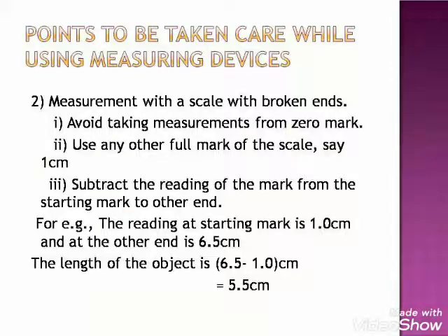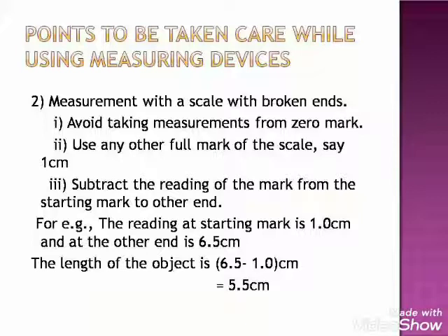since the scale is not in contact with the object along its length. The second point is measurement with a scale with broken ends. What do we have to do? Avoid taking measurements from the 0 mark. Use any other full mark of the scale, say 1 centimeter. So, how are we going to measure this? Subtract the reading of the starting mark from the reading at the other end. For example, the reading at the starting mark is 1 centimeter and at the other end is 6.5 centimeter. So the total length of the object is 6.5 minus 1.